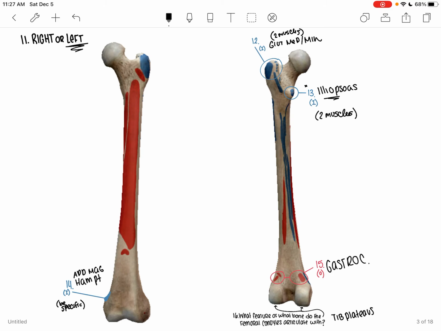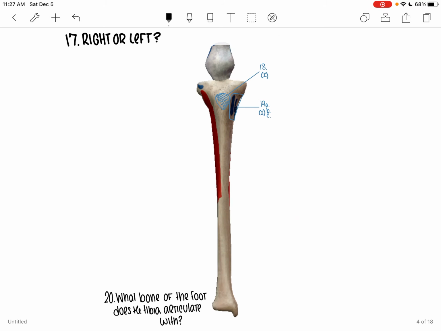All right, let's move on. Onto the tibia. Same thing, a little shorter. We have right and left for number 17, or right or left. 18 and 19 are looking for muscles that insert at these places.